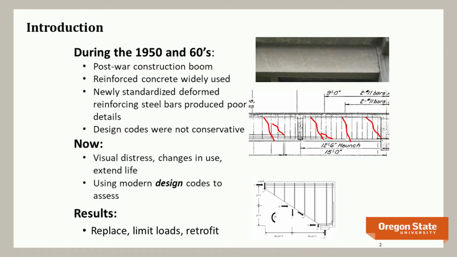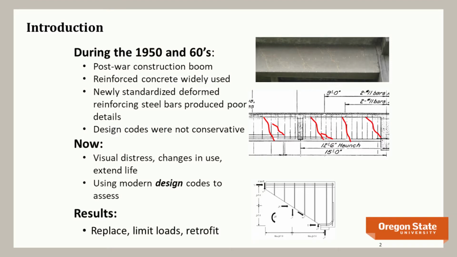At the same time, the design codes that were being used were not conservative, especially when it comes to shear calculation. They were overestimating what the concrete contribution to shear would be. And as a result, they were putting less stirrups in. As a result, we have a lot of bridges in the inventory that tend to exhibit some visual distress, including cracking, diagonal cracking, which tends to alarm most engineers. Or we are trying to extend the design life of these structures beyond their probably intended design life. And when we apply modern design practices to evaluate capacity, we find that they're deficient. And as a result, we have to figure out what to do with them. We can replace them, we can limit the loads on them, or we can retrofit them. And retrofitting tends to be the most economical solution.